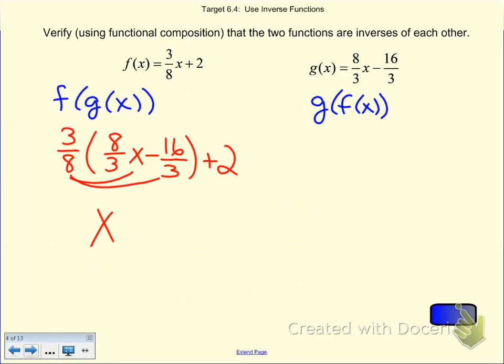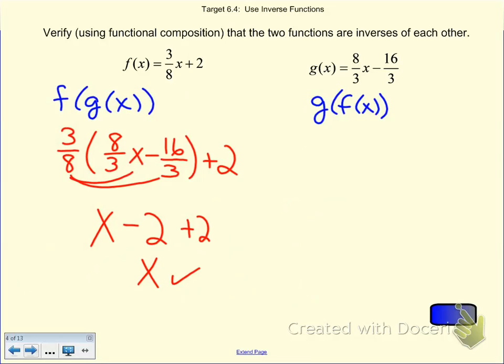3/8 times negative 16/3 is going to give us negative 2, and then we have the plus 2. Negative 2 plus 2 cancels out, and we are just left with x, which is exactly what we want to be left with, so yay! Now we're going to do the same thing, but we're going to reverse the process.